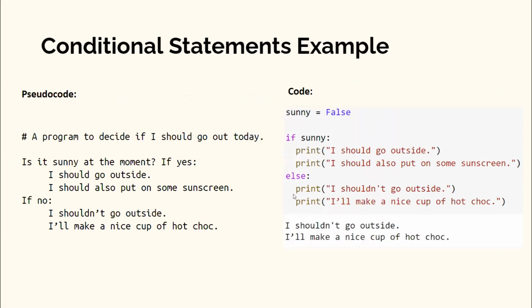So here is an example of conditional statements. On the left is some pseudocode that Ian just went through. On the right here is the program of the code. Here we've set Sunny equal to false, and if Sunny is true, then we want to print out these 2 lines. However, since it is false, we go to the else statement, and we print I shouldn't go outside, and I'll make a nice cup of hot chocolate. And you see below, here's the output, and it performs exactly as we expect.